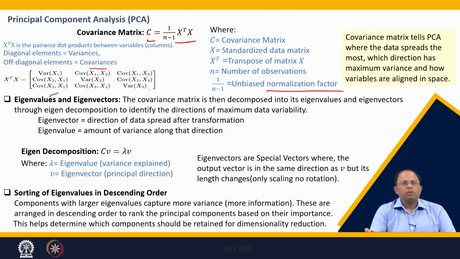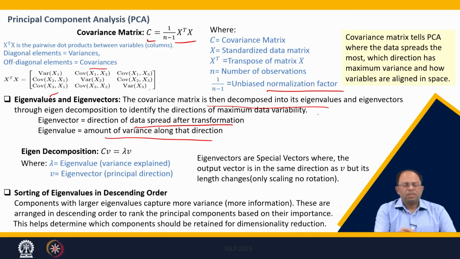So the next step is to go for eigenvalues and eigenvectors, and this is possible through eigen decomposition. I'm not explaining the formula for this, but this is a standard way to extract the direction of the data spread as well as the amount of data variance along that particular direction. So we have to compute eigenvalues and eigenvectors. The covariance matrix is decomposed through eigen decomposition to identify the direction of maximum data variability. The eigenvector is the direction of the data spread after transformation, whereas the eigenvalue is the amount of variance along that particular direction.